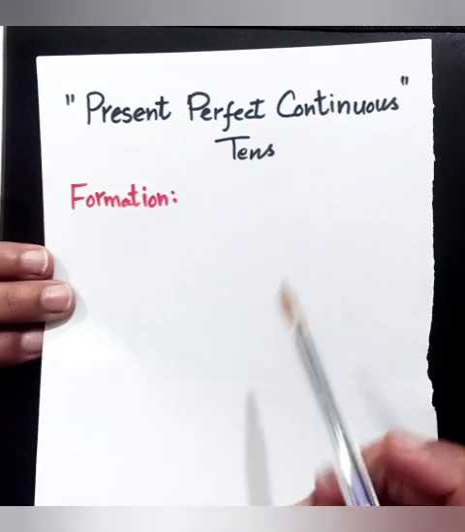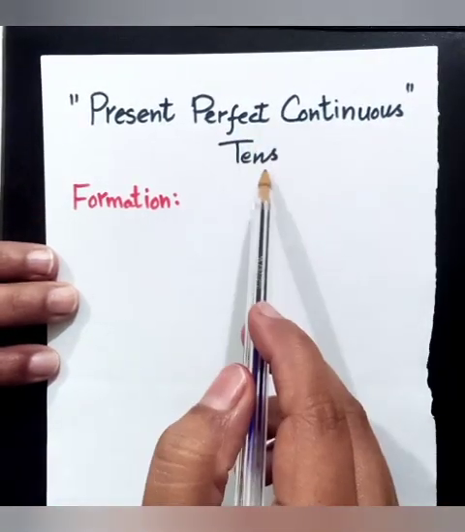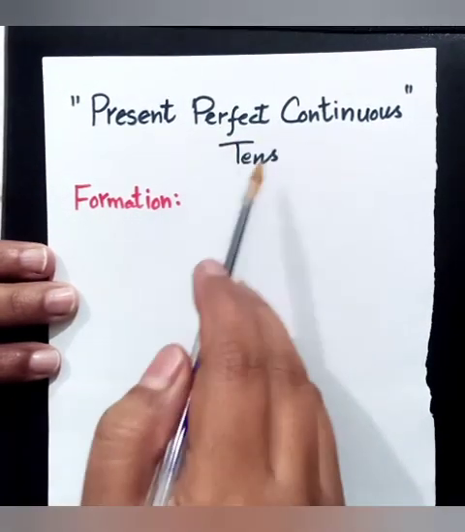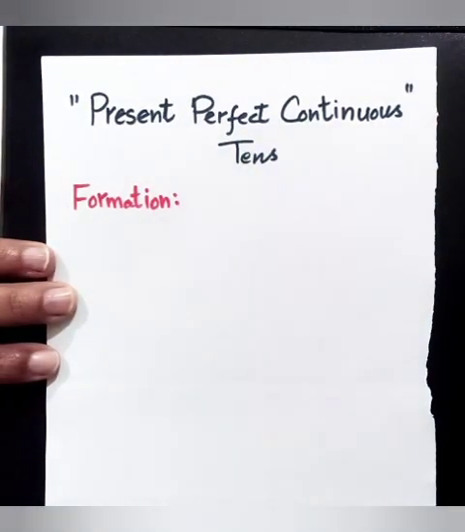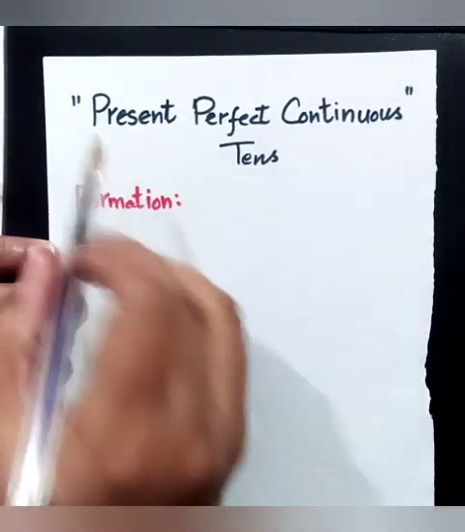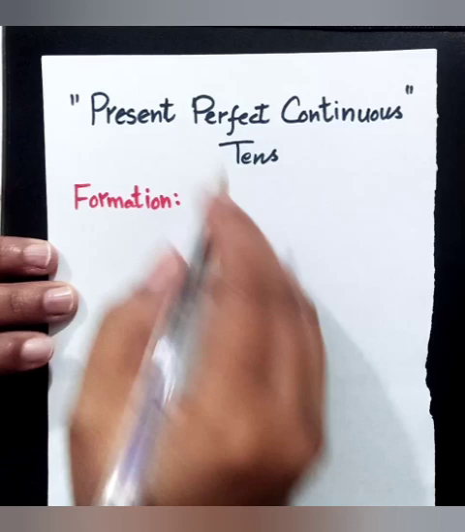Today we are going to learn about present perfect continuous tense. So, first of all, what is the definition of present perfect continuous tense? The Oxford Learner's Dictionary defines the present perfect continuous tense as a tense that is used to talk about an action or activity that started in the past and continues now or has only just stopped, right? First of all, we will write the definition of present perfect continuous tense.